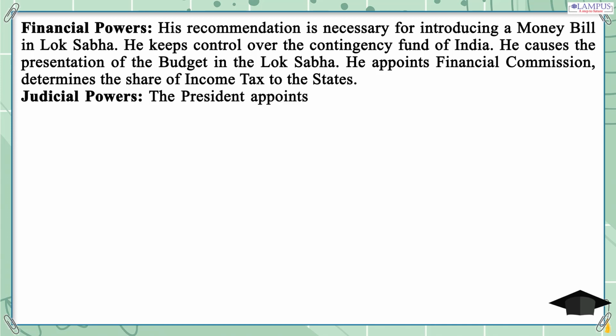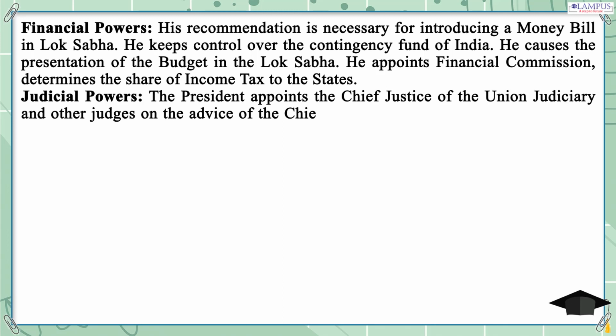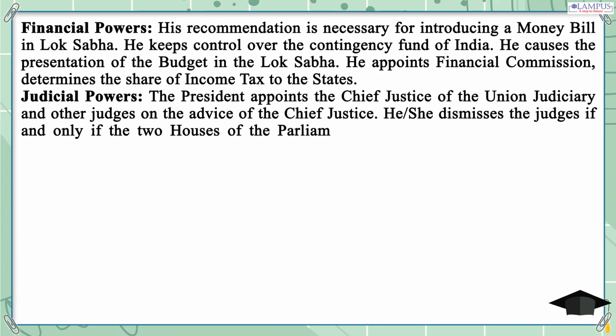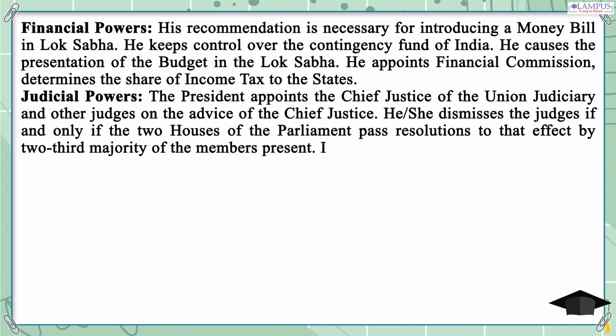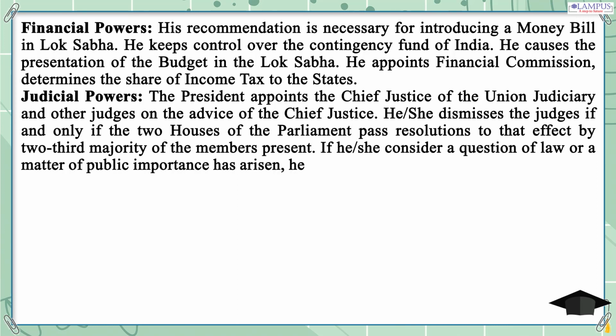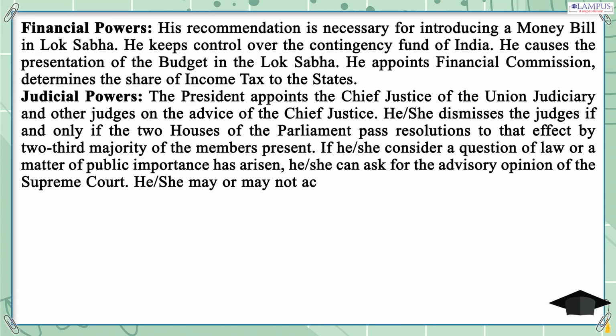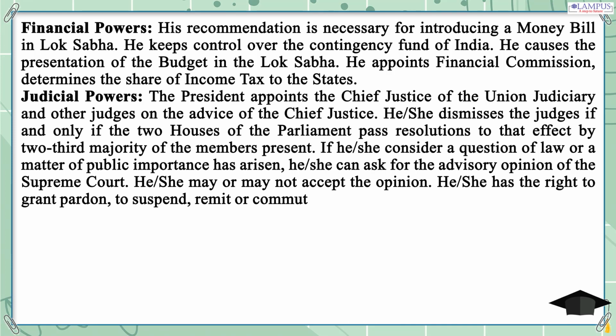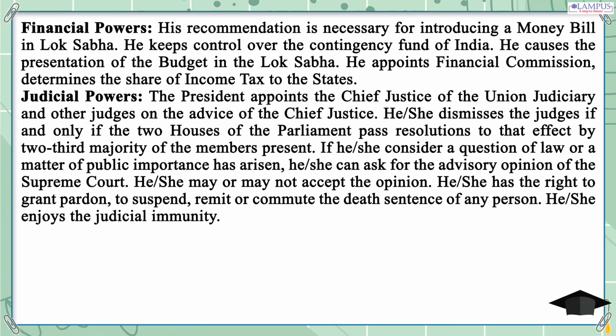Judicial powers. The President appoints the Chief Justice of the Union Judiciary and other judges on the advice of the Chief Justice. She dismisses the judges if and only if the two houses of the Parliament pass resolutions to that effect by a two-thirds majority of the members present. If she considers that a question of law or a matter of public importance has arisen, she can ask for the advisory opinion of the Supreme Court. She may or may not accept the opinion. She has the right to grant pardon, to suspend, remit or commute the death sentence of any person. She enjoys judicial immunity.